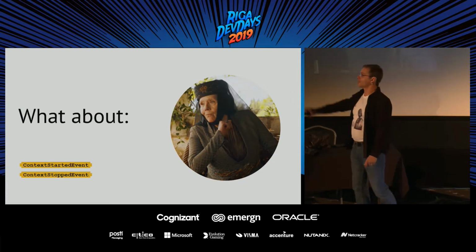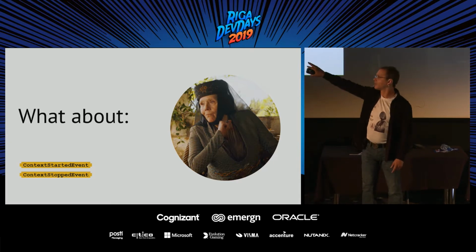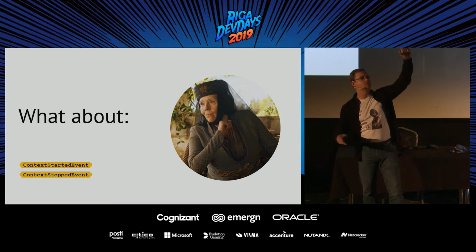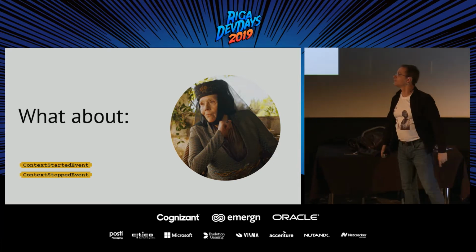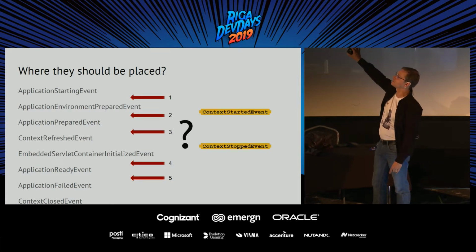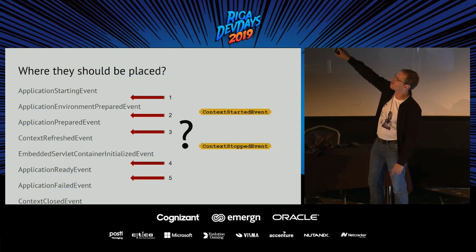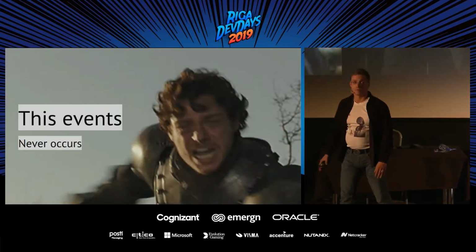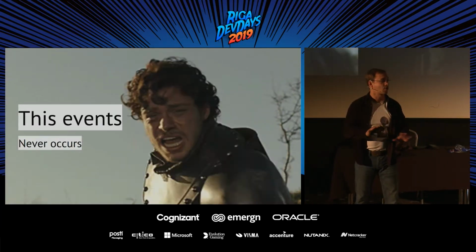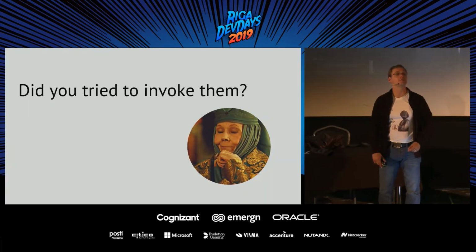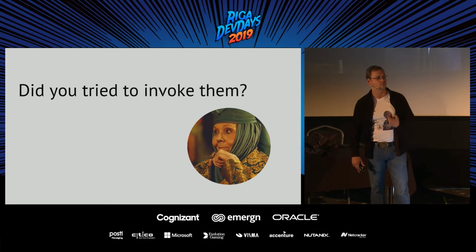Regarding these 2 events, this is a very interesting case. Are you familiar with them? Context started and context stopped event. What does it mean? If you try to listen to them, it will be very interesting. Where do you think these events happen? Should context started happen after application started event or after application environment prepared event? Where will it happen? So the answer is very simple. They never occur. Not context started, not context stopped. In order for them to occur, you need to invoke them by yourself.